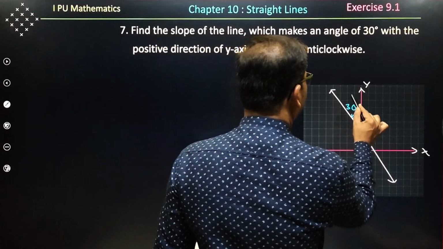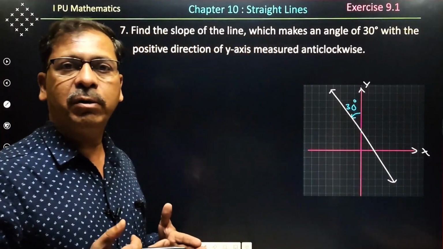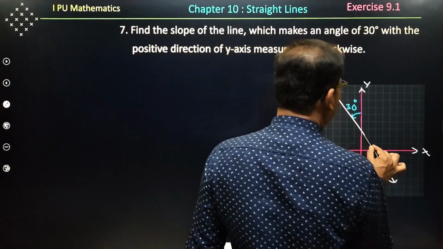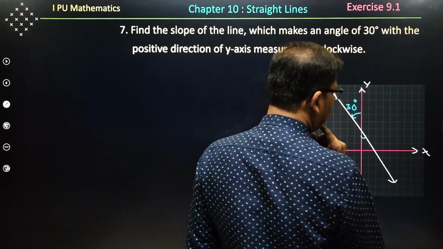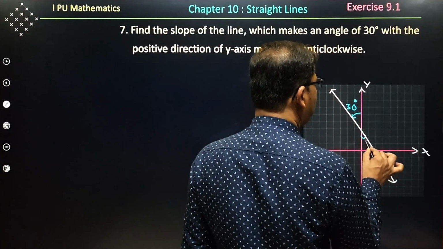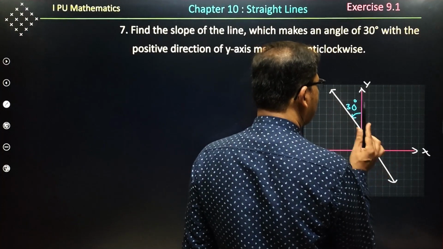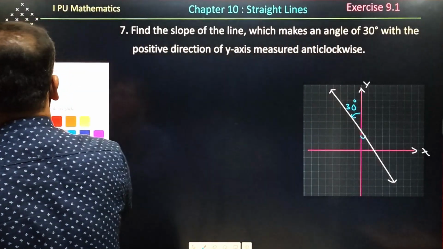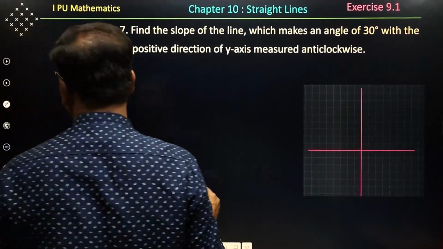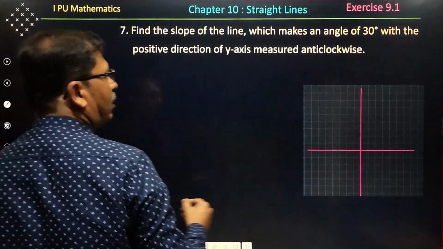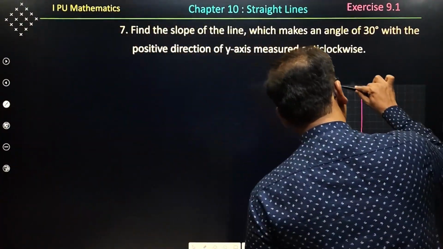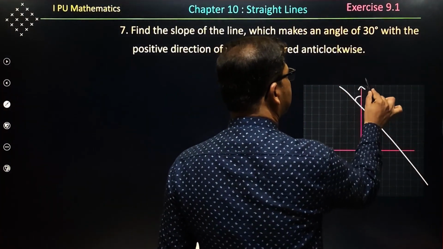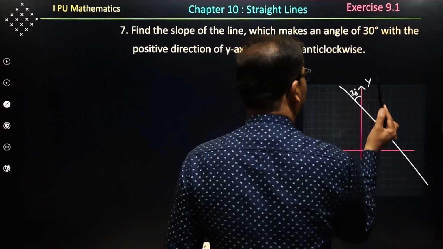So, in order to find the slope, we need to find the angle made by the line with x-axis. So, for that what we can do here? What about this interior angle? Vertically opposite angle. Let me change this and take a little bit bigger one here. This is 30 degree. This is your y-axis. See, this angle is 30 degree.